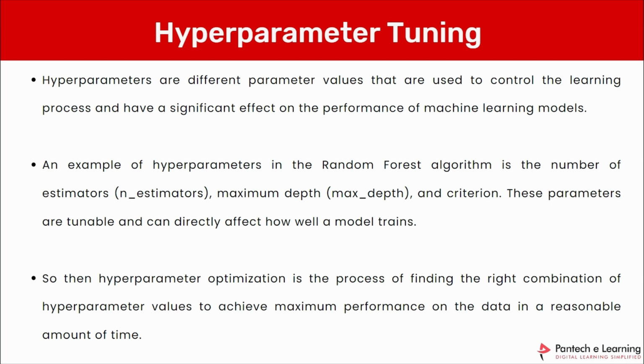So now listen: hyperparameters are different parameter values that are used to control the learning process, and they have a significant effect on the performance of machine learning models. An example of a hyperparameter in the random forest algorithm is the number of estimators. Do you know what the number of estimators is? No, right? So you can check the documentation. What is the maximum depth and other criteria? These parameters are tunable and can directly affect how your algorithm trains. Hyperparameter optimization is nothing but the process of finding the right combination of hyperparameter values to achieve maximum performance on the data in a reasonable amount of time.